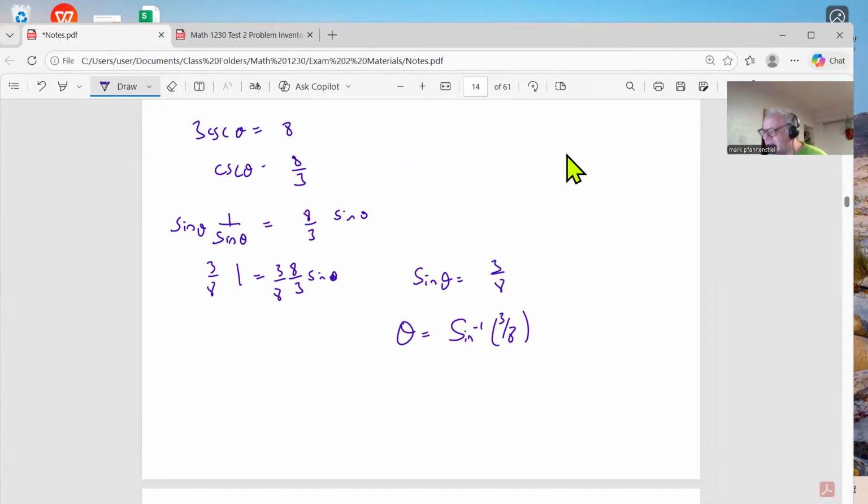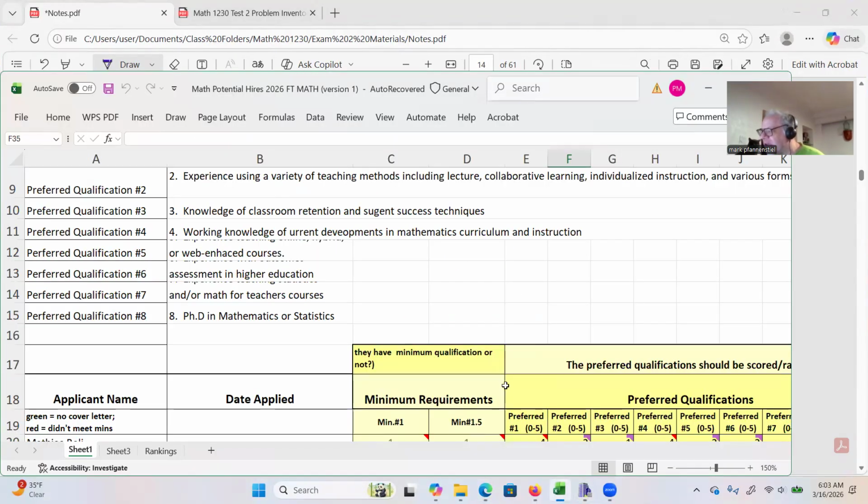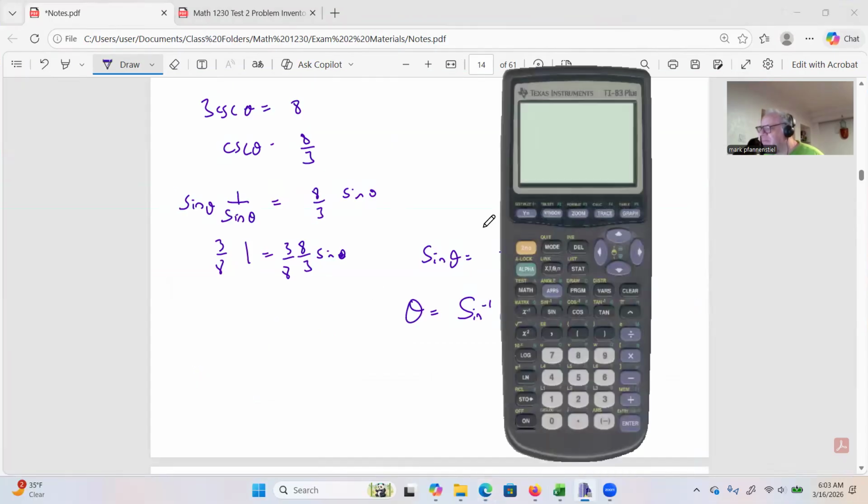So we're going to go ahead and take a look at that one. Here's a calculator. So we have the inverse sine of 3/8. I'm going to double check to make sure, am I in degree mode? I sure am. And the instructions of the problem say to come up with a decimal approximation to two decimal places, and that's going to be good.